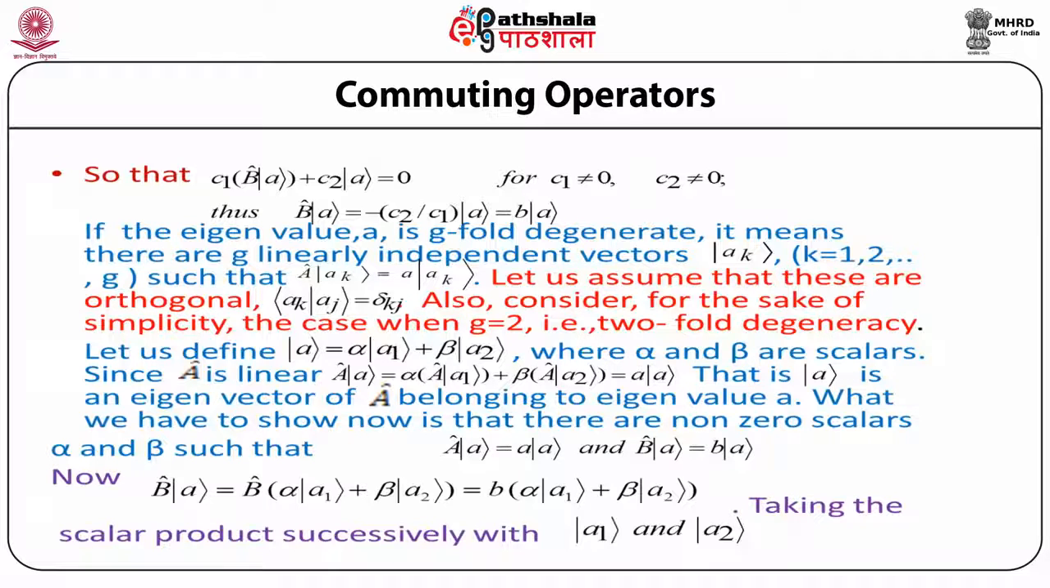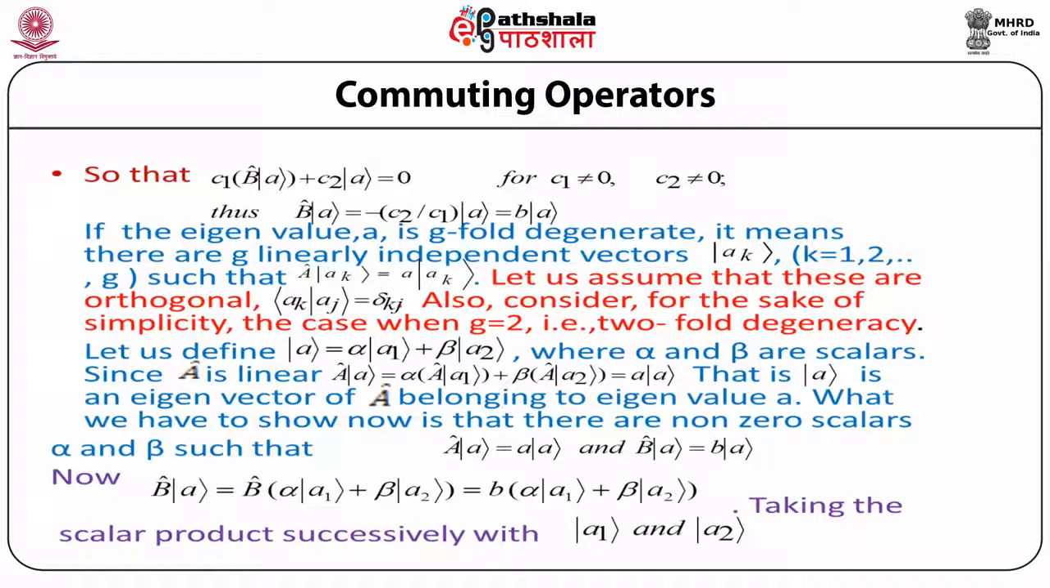What that means is that we can write the dependence in the form of the following equation: C1 times operator B acting on ket vector A plus C2 times ket vector A is equal to 0, for C1 not equal to 0 and C2 not equal to 0. So what we have done is basically we have written the operator B as a linear expansion in terms of the ket vector A.